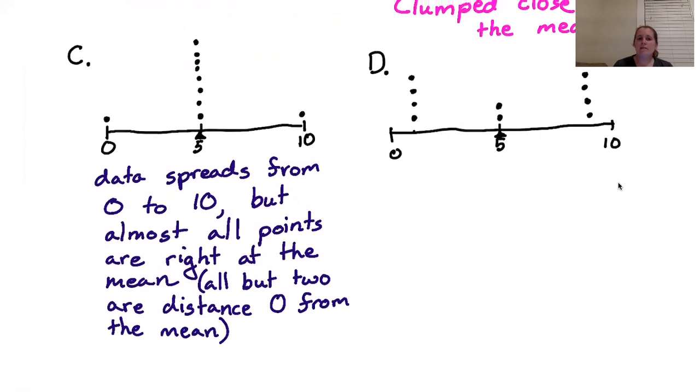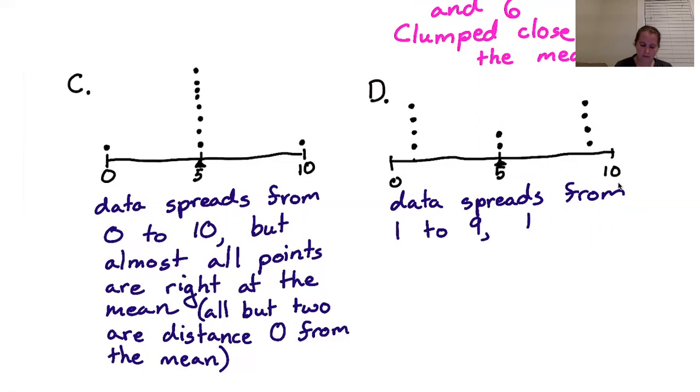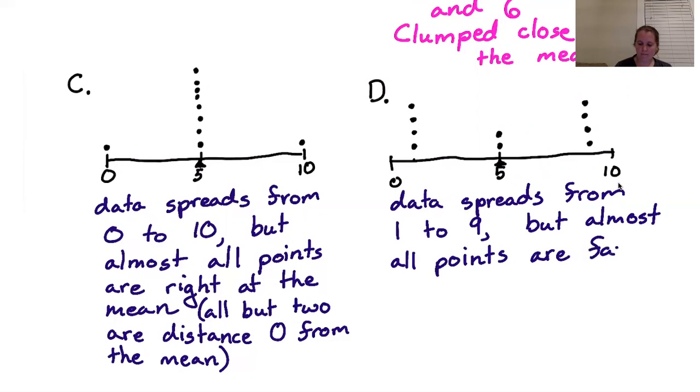Now in D, the spread is smaller, right? We go from 1 to 9 instead of 0 to 10. So the data spreads from 1 to 9, but almost all points are far from the mean. Right? 8 out of our 10 points are distance 4 from the mean.